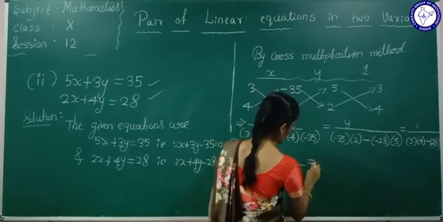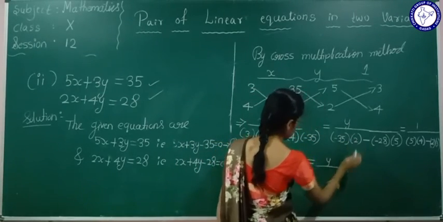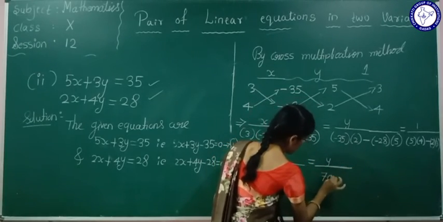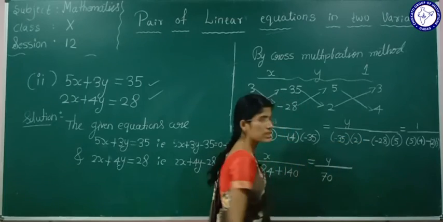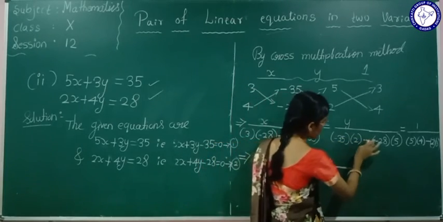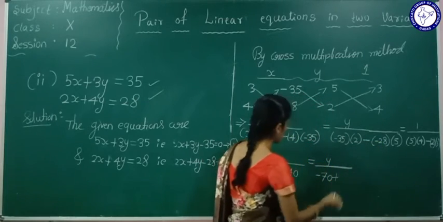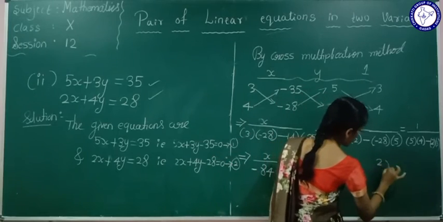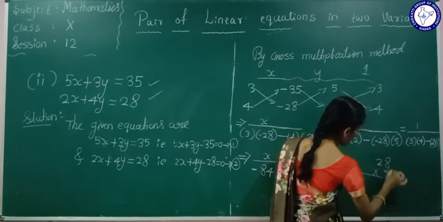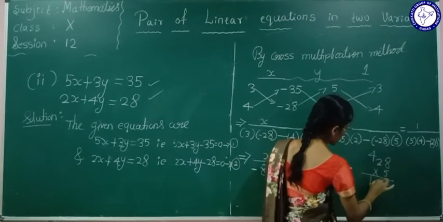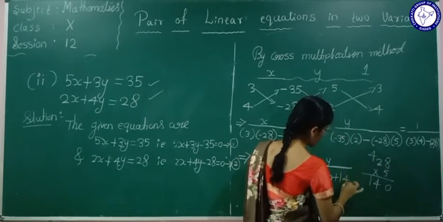Is equal to y. What is 35 twos? 35 twos are 70. When we multiply a negative integer with a positive integer, definitely the answer will be a negative integer. What is minus minus? Plus. What is 28 fives? 28 multiplied by 5. 8 fives are 40, 5 twos are 10, 10 plus 4 is 14. It is 140.